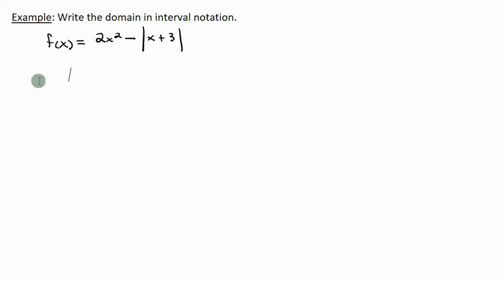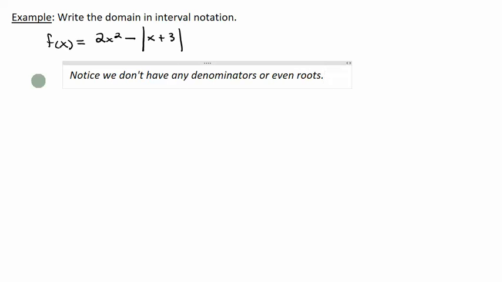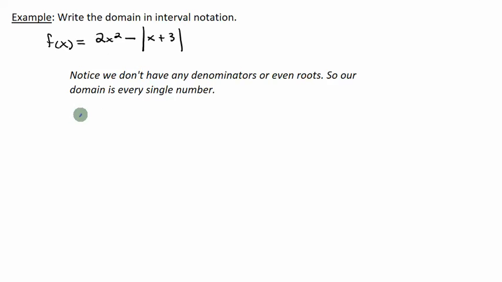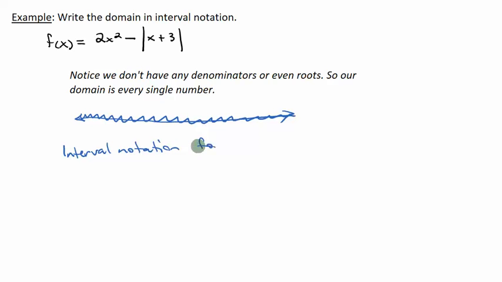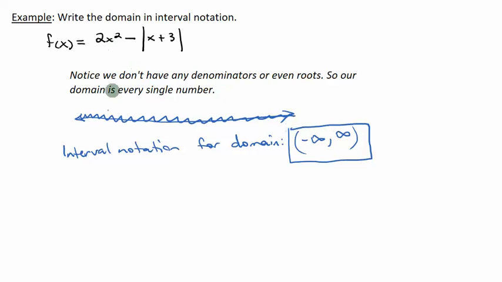And that's because, notice we don't have any denominators, in other words, no fractions, or even roots. So our domain is every single number, okay? So if I were to look at a picture of that on the number line, it would look like this. I would shade the whole number line. Every number on the number line is an appropriate input, an appropriate x value. So my domain is this one interval. So the interval notation for my domain: well, my left endpoint of what's shaded is negative infinity, and my right endpoint of what's shaded is positive infinity, and I can never shade the infinities, so I put parentheses around those. So that's my domain for this function.